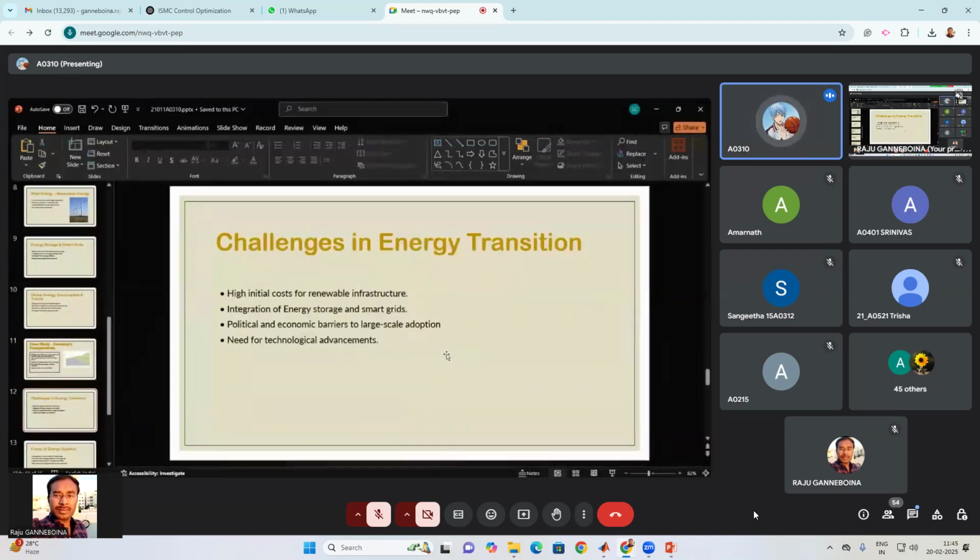And if a country wants to shift to renewable energy, the challenges in energy transition include some of these. The first one being the high initial cost for renewable infrastructure, integrating energy storage systems in smart grids, because a change in technology can be problematic for the electricity department and also the people of the country. Political and economic barriers, and the need for technological advancements.